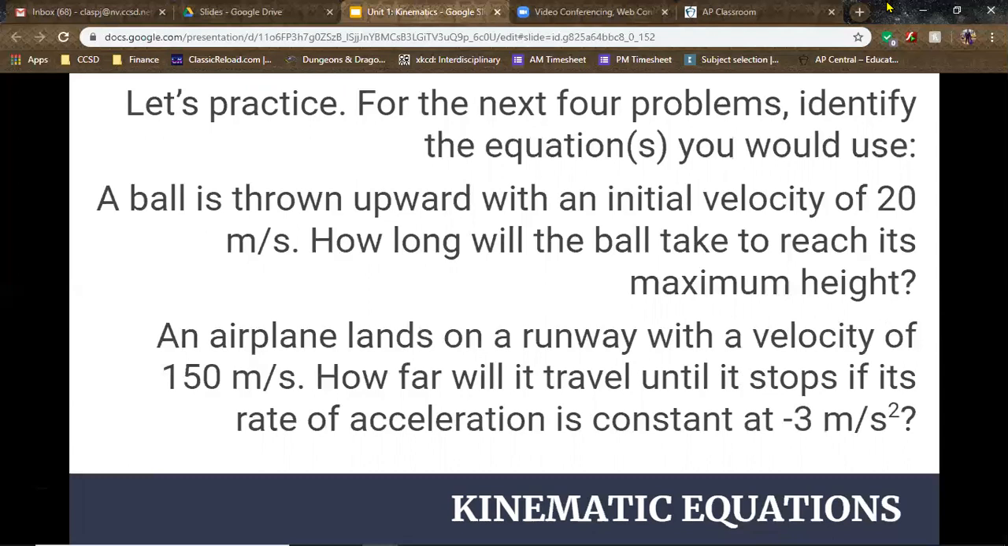First one. A ball is thrown upward with an initial velocity of 20 meters per second. How long will it take the ball to reach its maximum height?